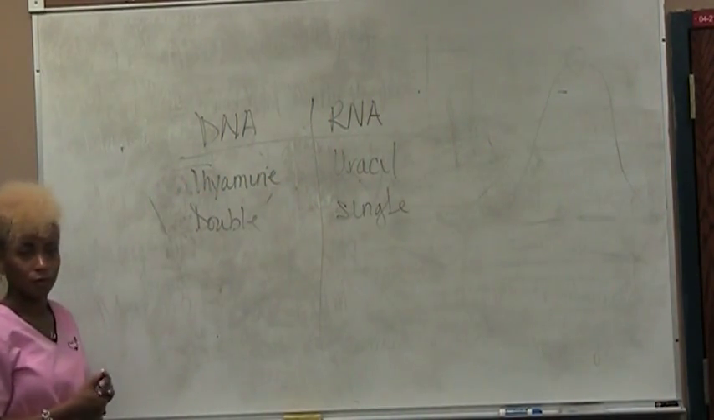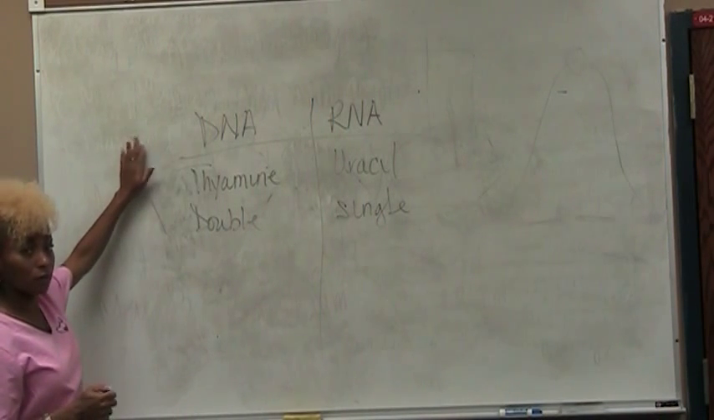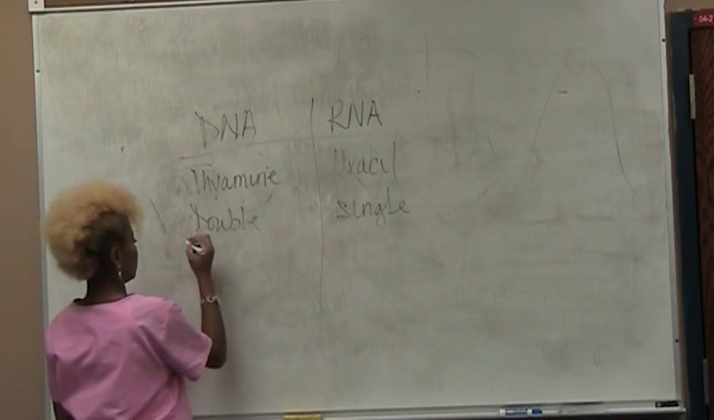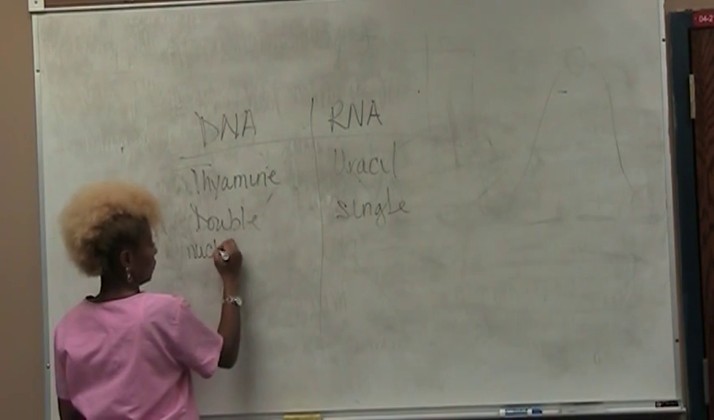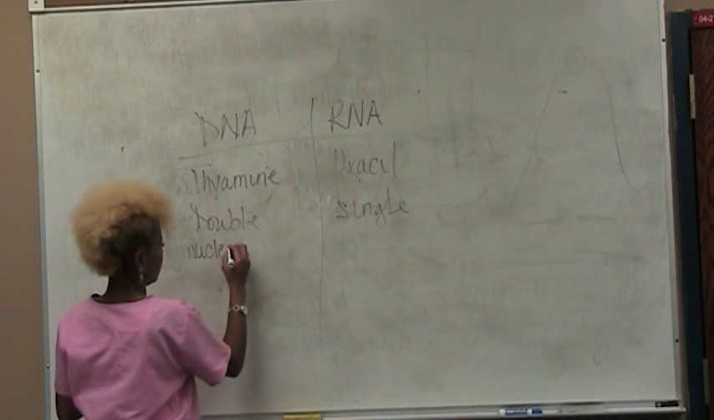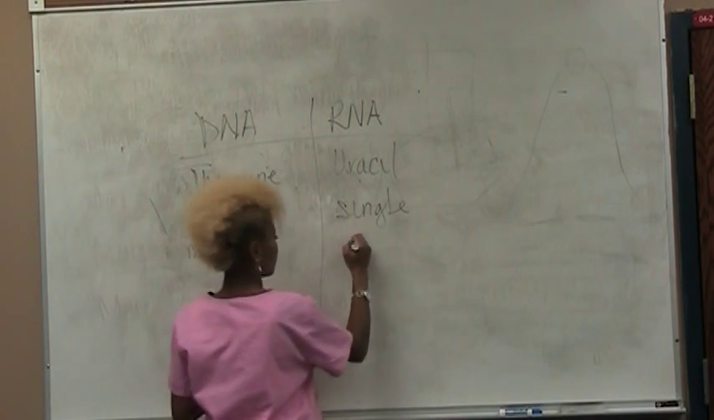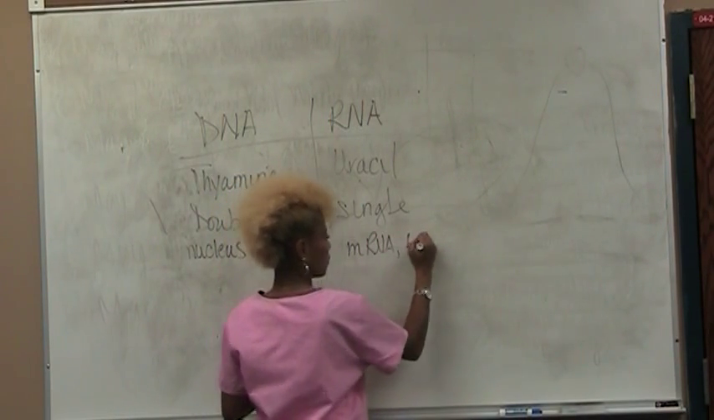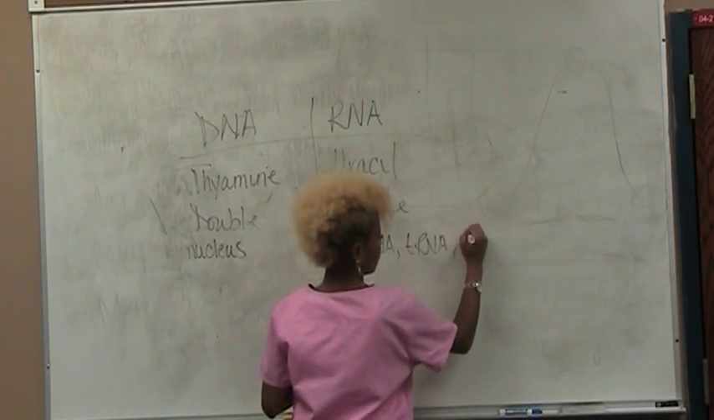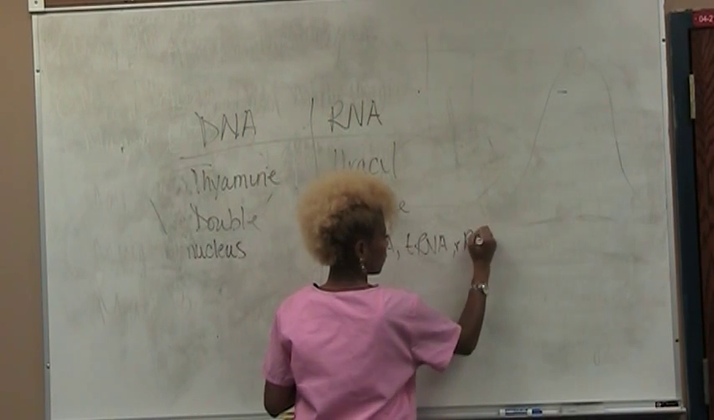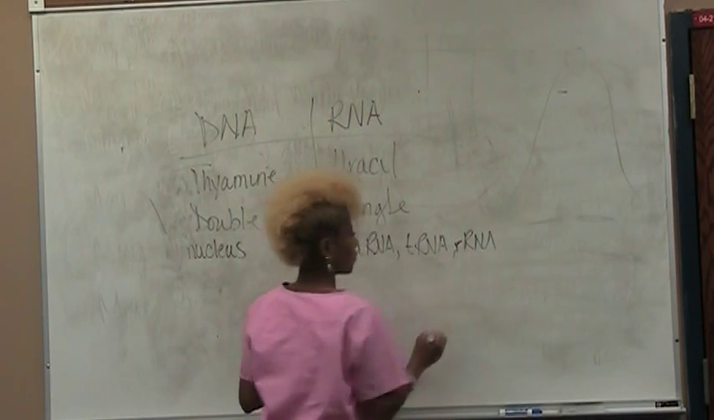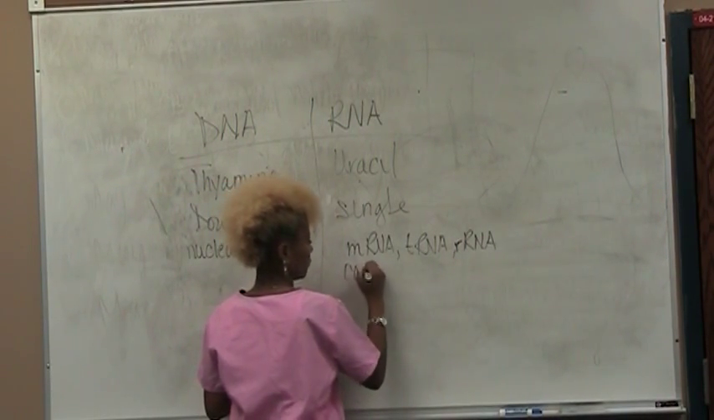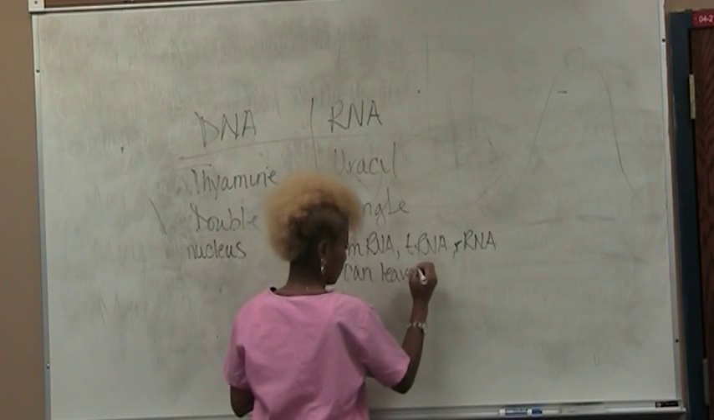What else? Where is this one found? In the nucleus. Can it leave the nucleus? No. And RNA has mRNA and tRNA. RNA can leave the nucleus. Yeah, RNA can leave the nucleus, and it can be found on ribosomes or in the cytoplasm.